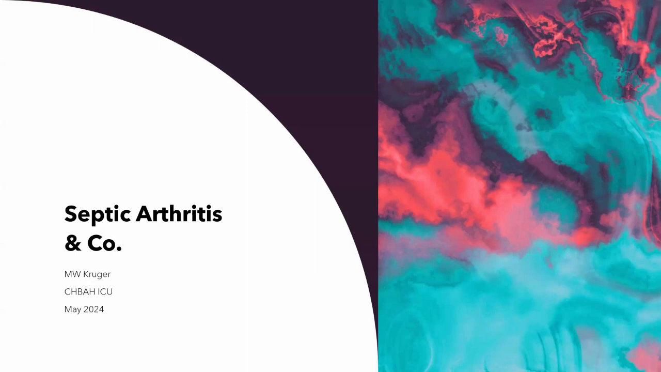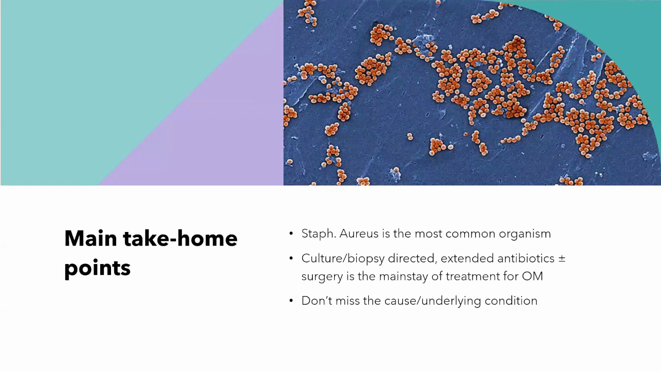Tonight we'll be having a quick chat about septic arthritis and company. A few take-home points that I just want to highlight off the bat. Septic arthritis and other bone and joint infections typically have staph as the most common organism. Please remember it, please consider it, and whenever you're treating a patient like this, please cover for it.